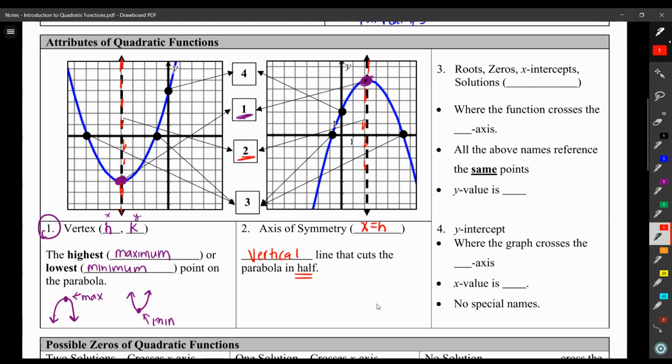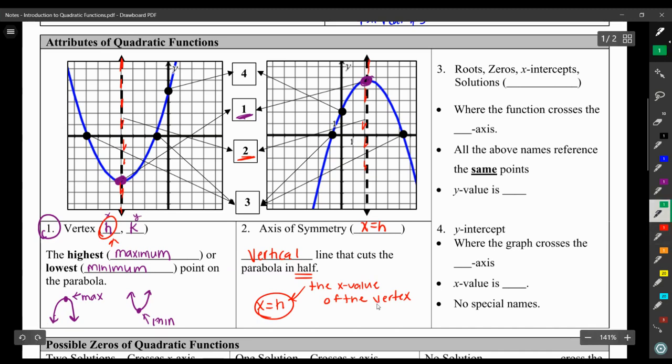Now, h comes from the x value of the vertex. That's why these two are related. Your axis of symmetry will always run through your vertex. So if this is the h, whatever number is here will also be your axis of symmetry.